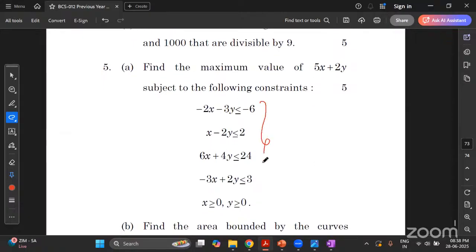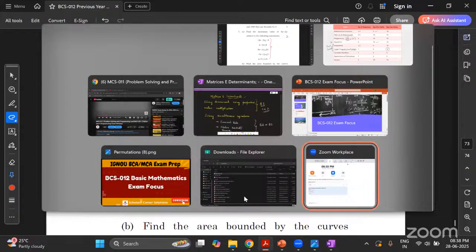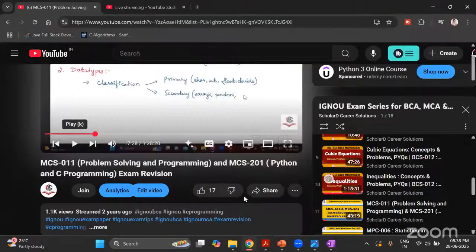So here you have a set of inequalities, and for 5 marks you have to solve this. Now I showed you the 10-mark problem, which is like a paragraph. From that paragraph, you have to frame equations like this. Again, how to frame? I have explained in this inequalities video. You can go through that.